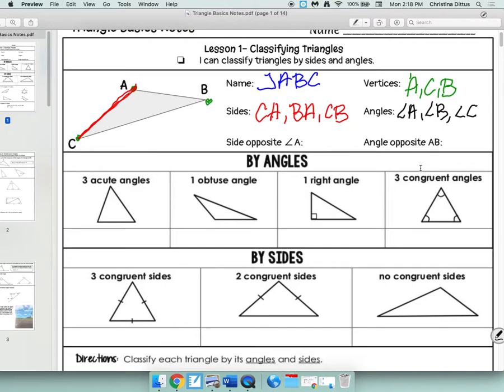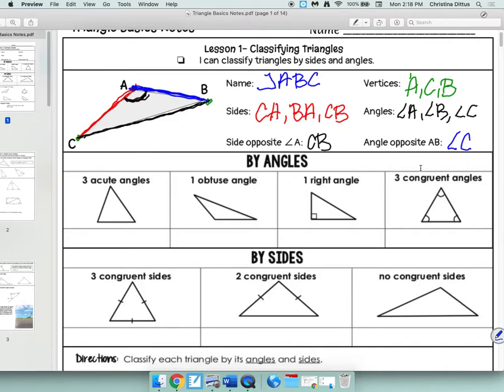If I look at angle A, that is this angle right here. The side opposite it is the one that it doesn't touch. So here, I have this side that is opposite angle A. We're going to call it CB. If I have my side AB, the angle opposite it is the one that it doesn't touch. So what angle would be opposite AB? Just one letter for angles. C. Good. Alright, so those are the parts of our triangles.